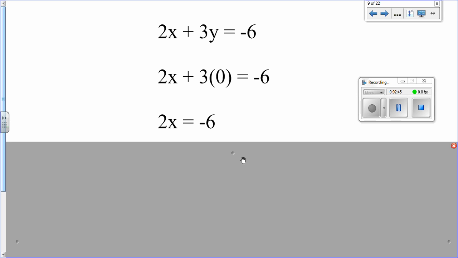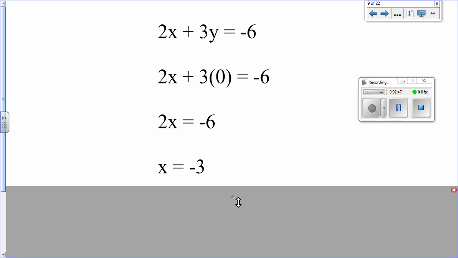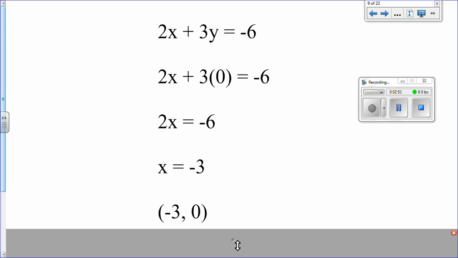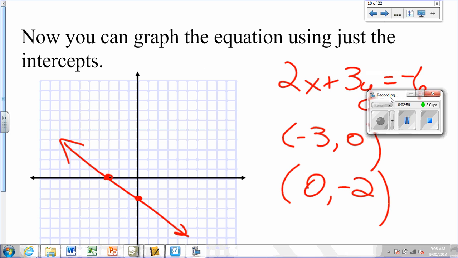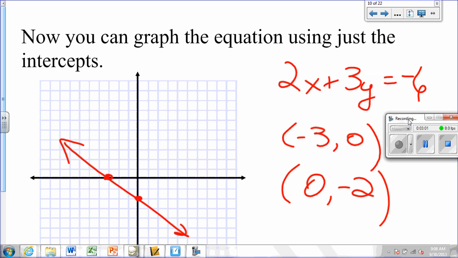2x equals negative 6. Divide each side by 2, and we get x is equal to negative 3. So our second point will be (negative 3, 0). Here's our equation, once I move this. And you can easily graph it just by using the intercepts: (negative 3, 0) and (0, negative 2). Plot your points and draw a line between the two of them.